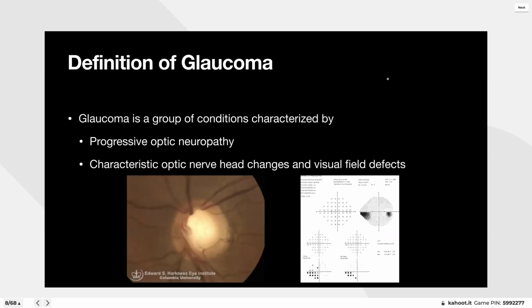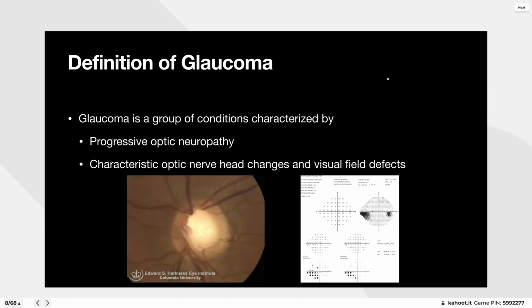So I'm going to go through this slide pretty slowly because this is often where people find things to be most challenging in the world of glaucoma. And that is, and we'll go through this slowly again, that glaucoma is a group of conditions. So it's not just one, it's a group of conditions that are characterized by progressive optic neuropathy and characteristic optic nerve head changes and visual field defects.